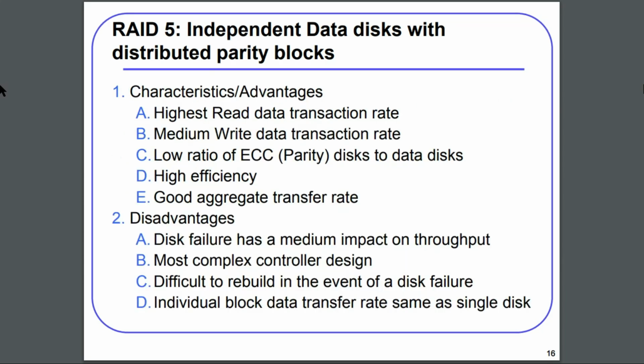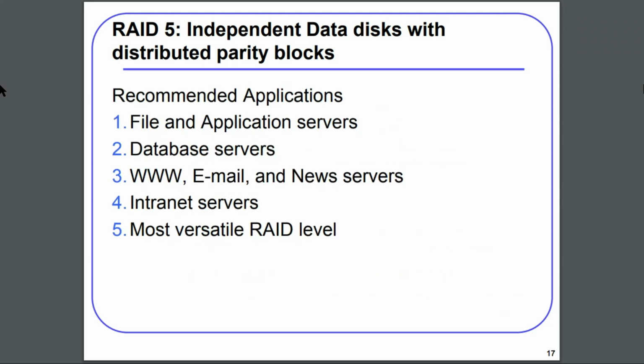The characteristics and advantages of RAID 5 are the highest read data transaction rate, medium write data transaction rate, low ratio of ECC parity disk to data disk, high efficiency, and good aggregate transfer rate. The disadvantages of RAID 5 are that disk failure has a minimum impact on throughput, it has the most complex controller design, it is difficult to rebuild in the event of disk failure, and the individual block data transfer rate is the same as a single disk. The recommended applications of RAID 5 are file and application servers, database servers, WWW, email and news servers, and internet servers. It is the most versatile RAID level.